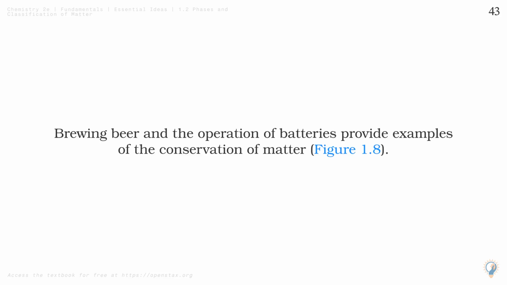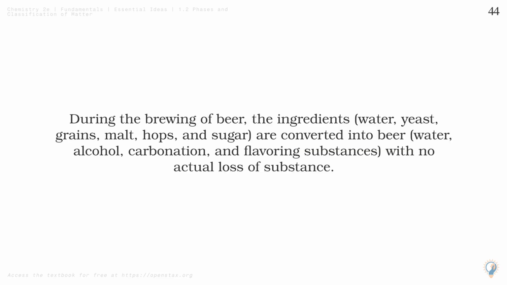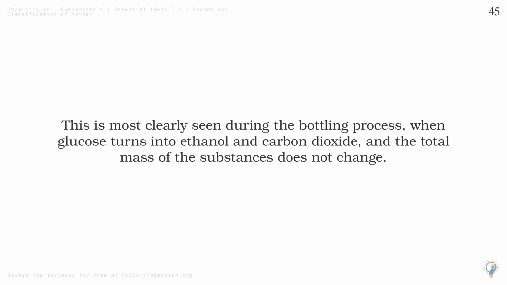Brewing beer and the operation of batteries provide examples of the conservation of matter, Figure 1.8. During the brewing of beer, the ingredients, water, yeast, grains, malt, hops, and sugar, are converted into beer, water, alcohol, carbonation, and flavoring substances, with no actual loss of substance. This is most clearly seen during the bottling process, when glucose turns into ethanol and carbon dioxide, and the total mass of the substances does not change.